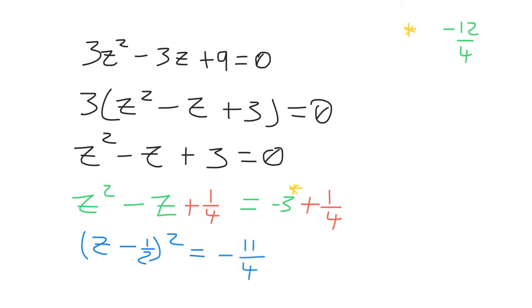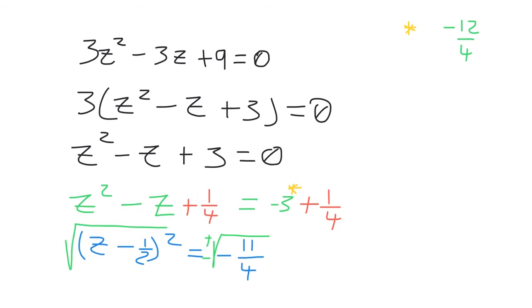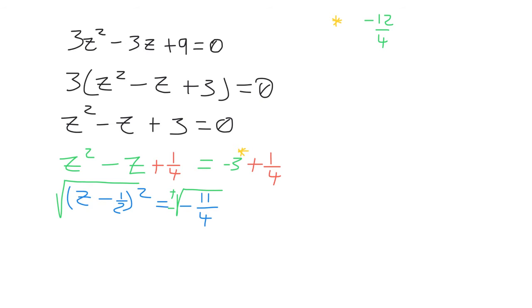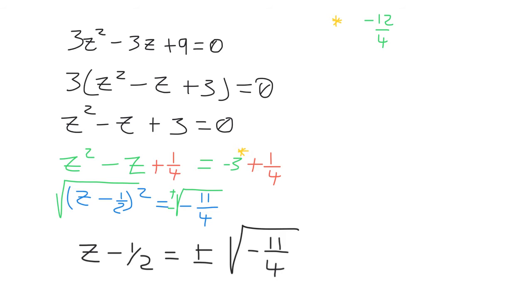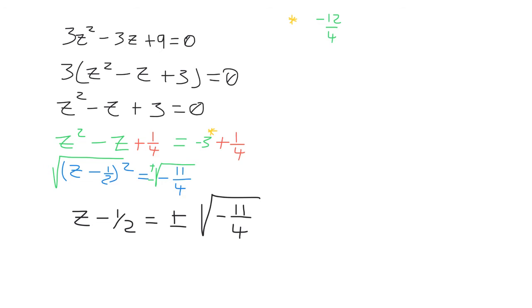Then I'm going to want to take the square roots of both sides, plus minus, and as a result of that, I end up with z minus 1/2 equals plus minus radical negative 11 over 4. Now that's going to turn out to be an imaginary number, which we're going to worry about at the end. Let's add 1/2 to both sides. As a result, we will get z equals 1/2 plus minus radical negative 11 over 4.